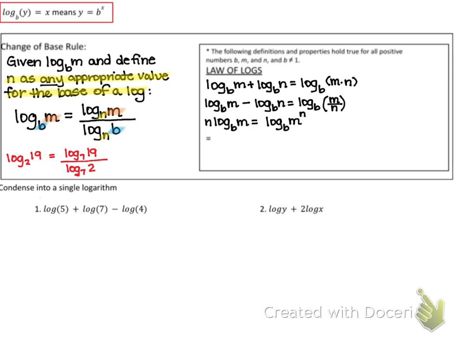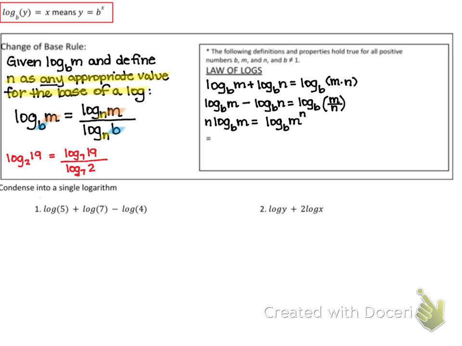Okay, so if we take a look at our condense into a single log here at the bottom, whenever you're condensing, you have to do things in a specific order. One, all coefficients must be turned into exponents first. So the first thing I'm checking is if I have any coefficients in front of my logarithms. And I don't. Those are all ones, so I'm good. I don't have to do anything there.